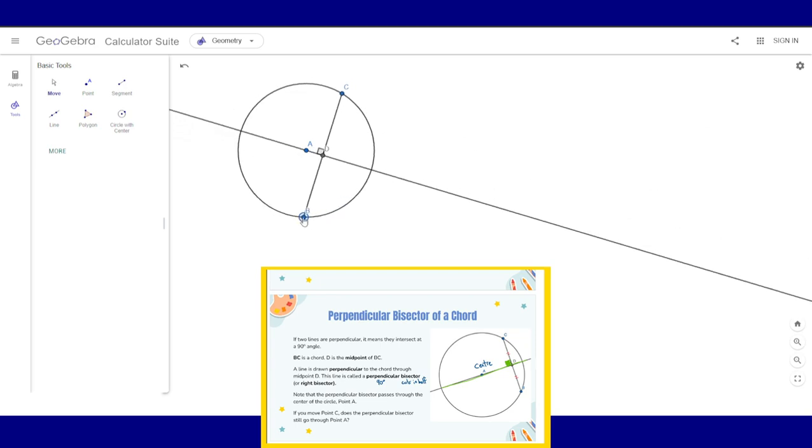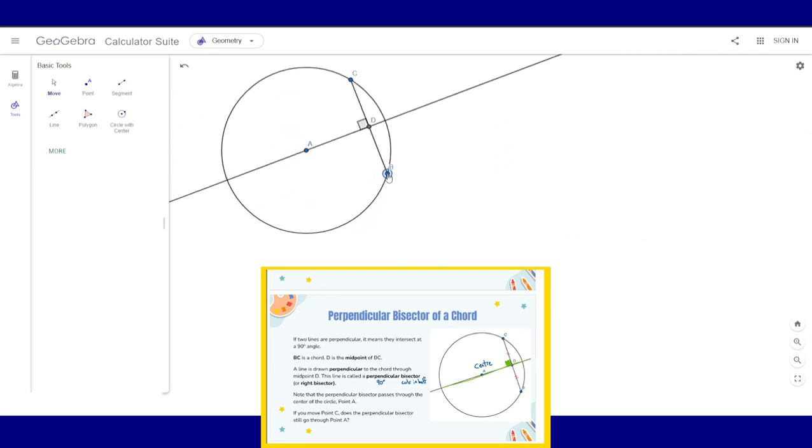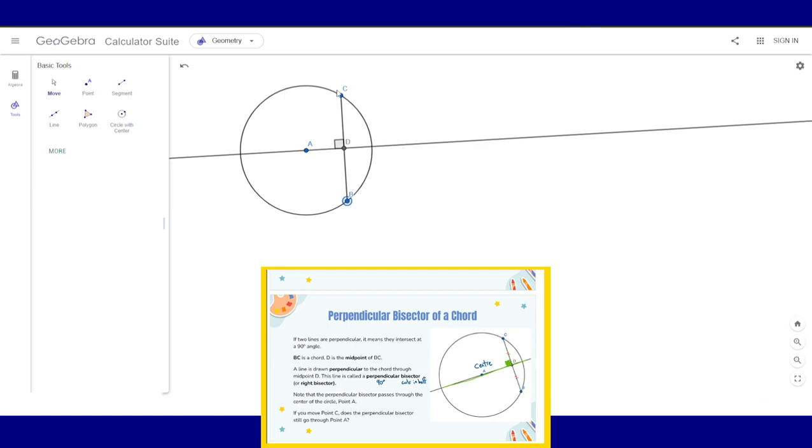So again, that's one of those properties. If you want to find the center of a circle, you have a line, draw one chord across, then draw a 90-degree line that bisects that chord, and somewhere along that line, you're going to find the center of the circle. So, does the perpendicular bisector still go through point A? Yes. It always goes through the center.